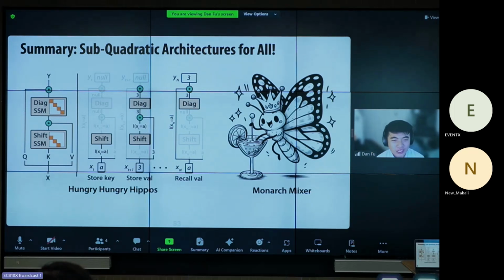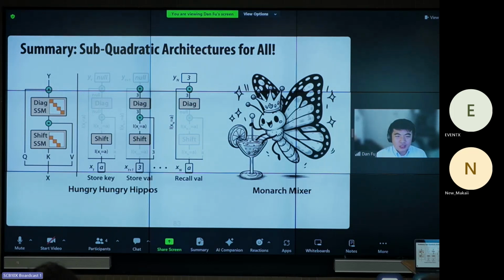Sure, yeah. So let me answer all those questions. The reason it's called Hungry Hippos is that there's a line of work with state-space models where you parameterize the components of those state-space models with something called HiPPO matrices. And it's Hungry Hungry Hippos because there are multiple of these state-space models in the layer. Monarch Mixer is because it generalizes the FFT. The FFT compute pattern is a butterfly, and Monarch is kind of the king of the butterflies. So that's what it's called.